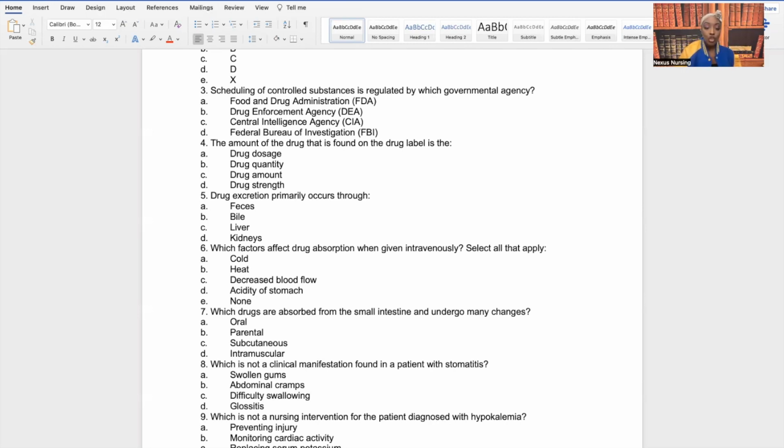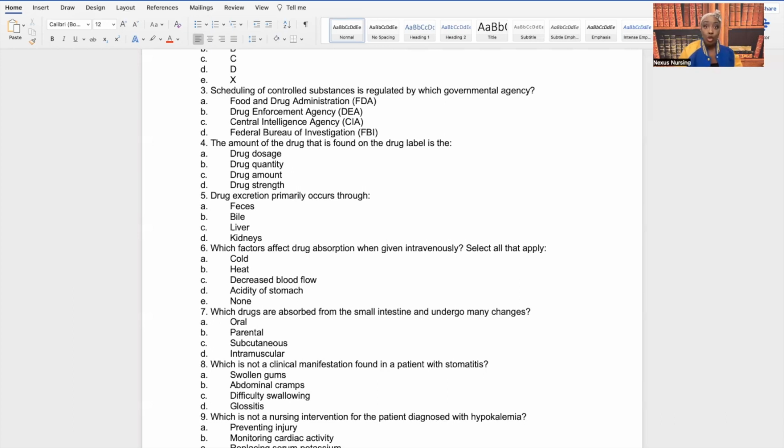Number five, drug excretion primarily occurs through the kidneys, right? What's the function of the kidneys? The function of the kidneys is to clean out the blood. It takes all of the toxins and everything that's not needed from the blood, forms urine, and it's excreted through the urine. Now, some of the medication can be excreted through feces and other ways, but primarily it's the kidneys.